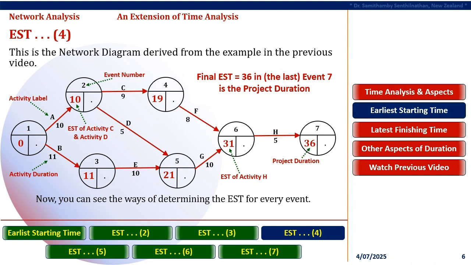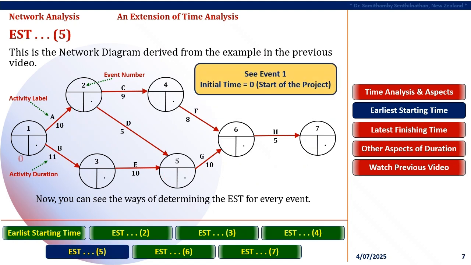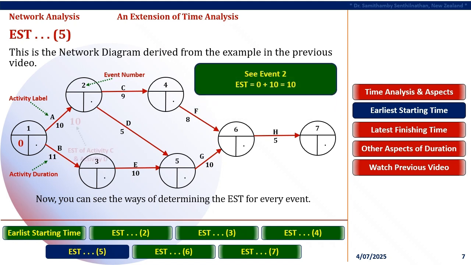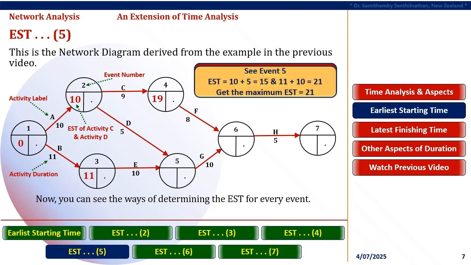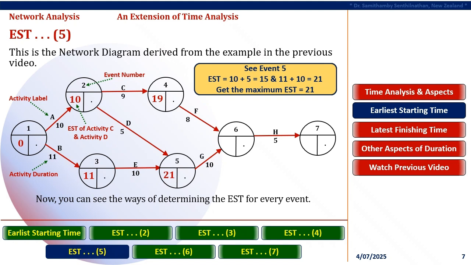Therefore, the EST of Activity A's tail event, 0, is added to the activity duration, 10, and the sum, 0 plus 10 is equal to 10, is placed as EST in Activity A's head event. It is notable that the EST of Activity A's tail event is the EST of Activity A. Similarly, the EST of Activity A's head event is considered as the EST of Activities C and D, which begin from Activity A's head event after completing Activity A. In the similar way, all EST of other events, from 3 to 7, should be determined.